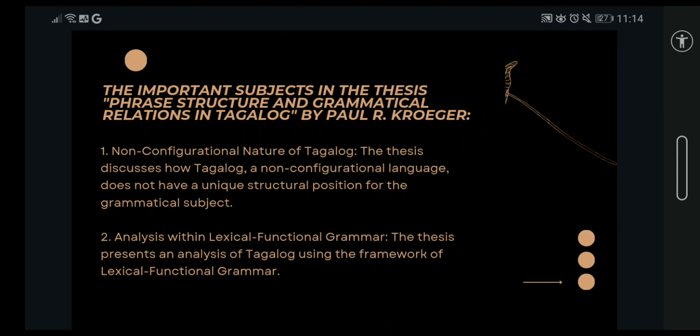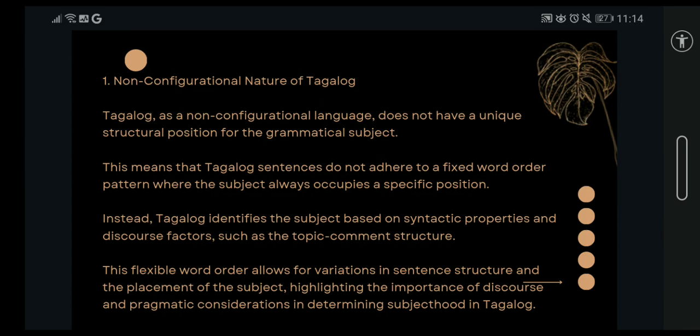The important subjects in the thesis Phrase Structure and Grammatical Relations in Tagalog by Paul R. Kroger. There are 5 important subjects in the thesis of Paul R. Kroger. First is the non-configurational nature of Tagalog. The thesis discusses how Tagalog, a non-configurational language, does not have a unique structural position for grammatical subject. And that will be our topic of discussion for today, the first topic of discussion. And let's proceed here.